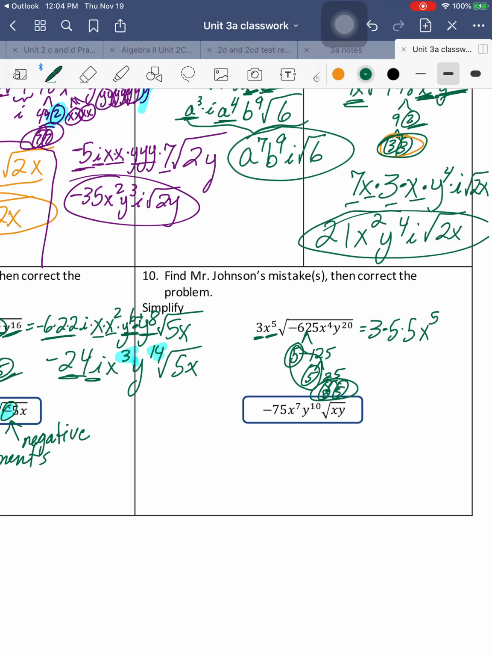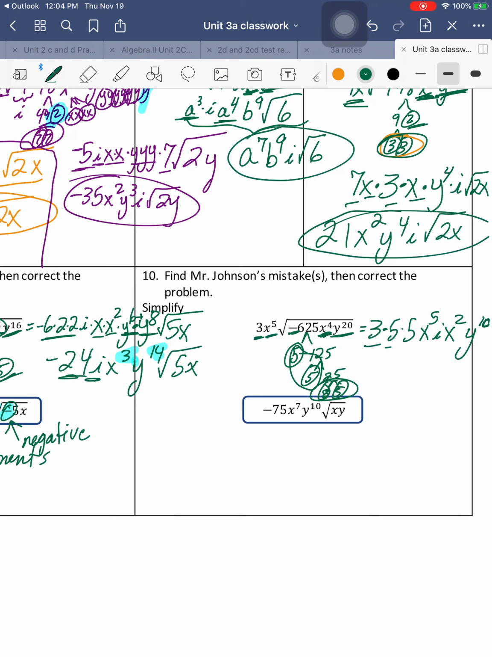X to the 5th, that's already on the outside. The negative comes out as I. Square root of x to the 4th is, never mind, we don't do the square root. Let's get rid of that. We're not done simplifying yet. Square root of x to the 4th is x squared. And how many pairs can you take out of y to the 20th? Well, y to the 10th. There's no square root left.